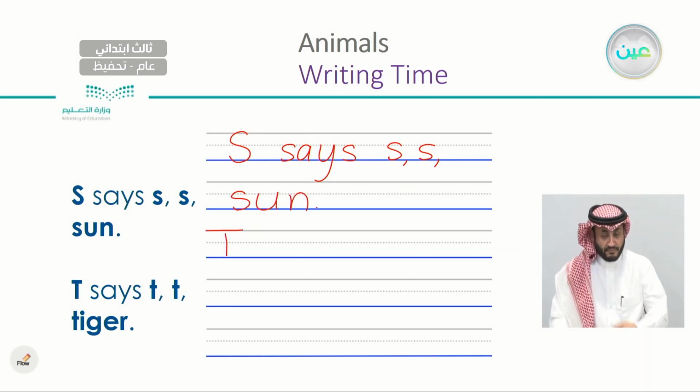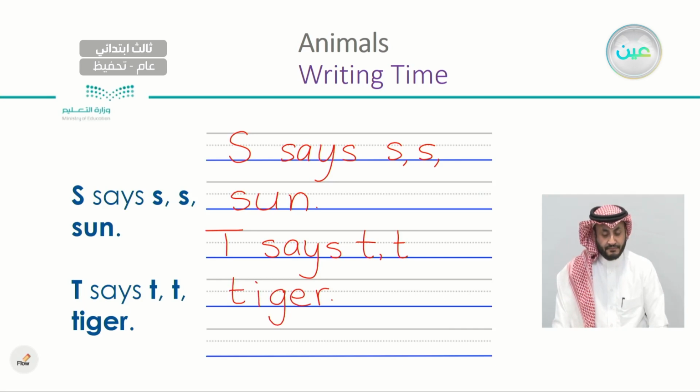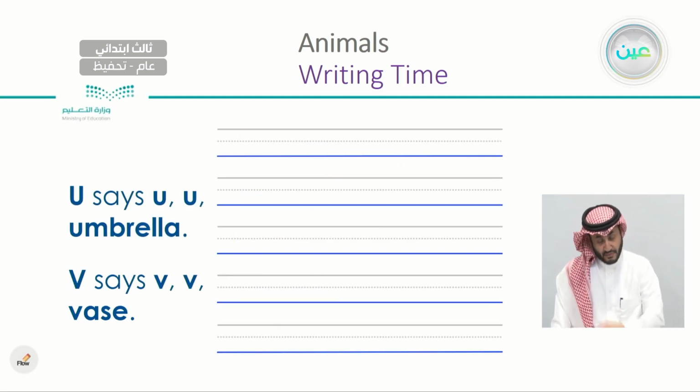T says t. T, t. And what's the word? Tiger. Excellent. Let's look at them together. S says s, s, sun. T says t, t, tiger. Excellent. Next, what do we have?